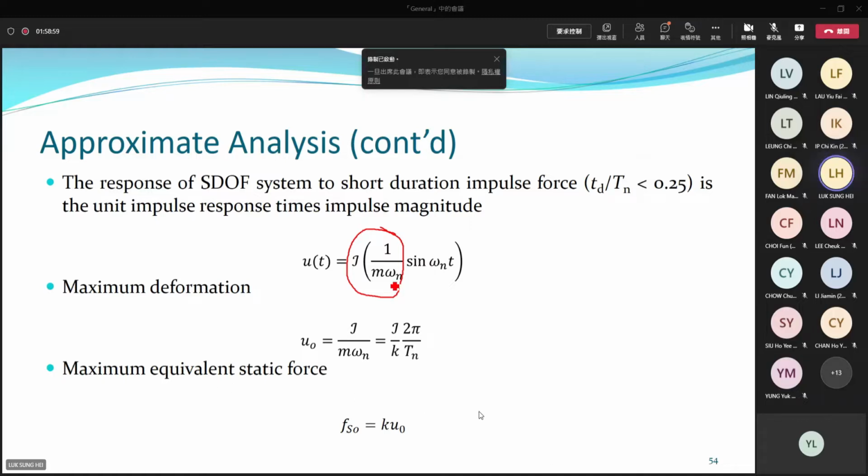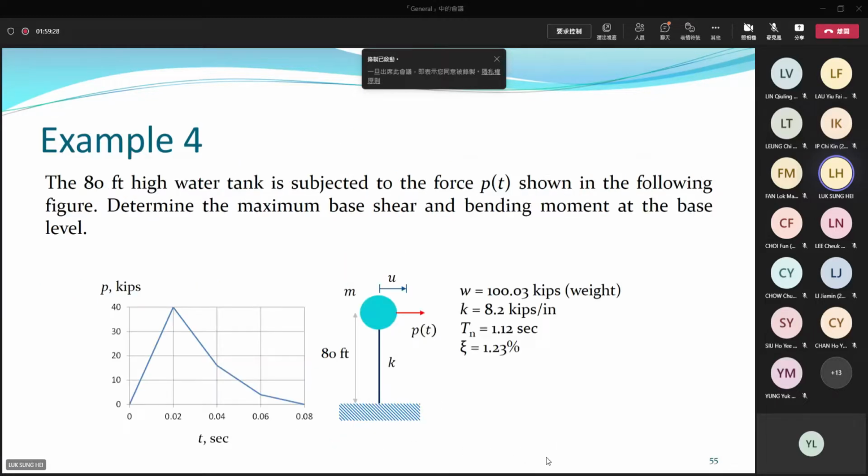This gives you the maximum deformation of the structures. You may use it to check the deformation limit, or you may use it to calculate the forces applied on the structures, so that you can plot the shear and moment diagrams for design purposes. The maximum equivalent static force is equal to stiffness times the maximum deformation. So the approximate method is pretty straightforward. I'll give you one example to see how to use it.